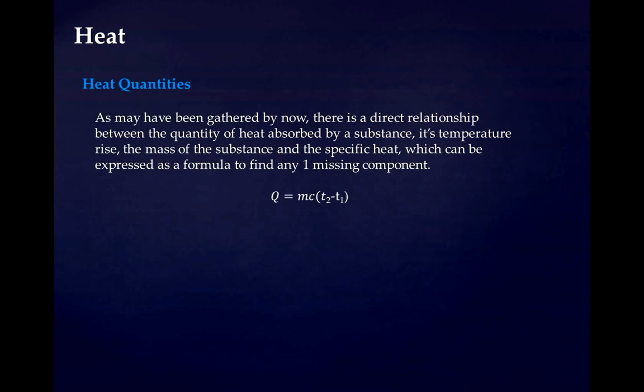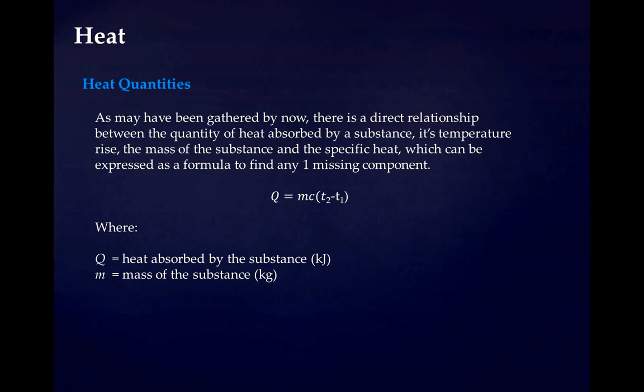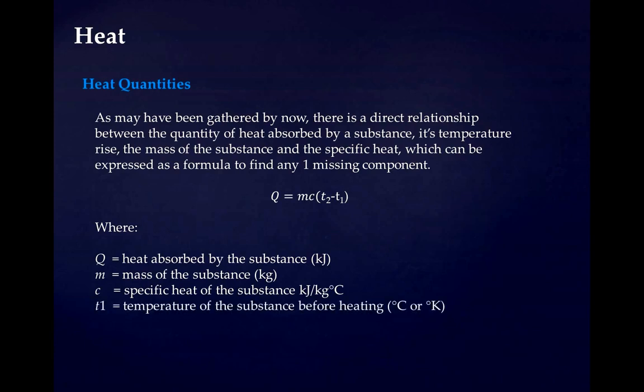Q equals mc times (T2 minus T1), where Q is the heat absorbed by the substance in kilojoules, m is the mass of the substance in kilograms, c is the specific heat of the substance in kilojoules per kilogram per degree Celsius, T1 is the temperature of the substance before heating, either in Celsius or Kelvin, T2 equals the temperature of the substance after heating, again either in Celsius or Kelvin, but T1 and T2 have to be the same units.